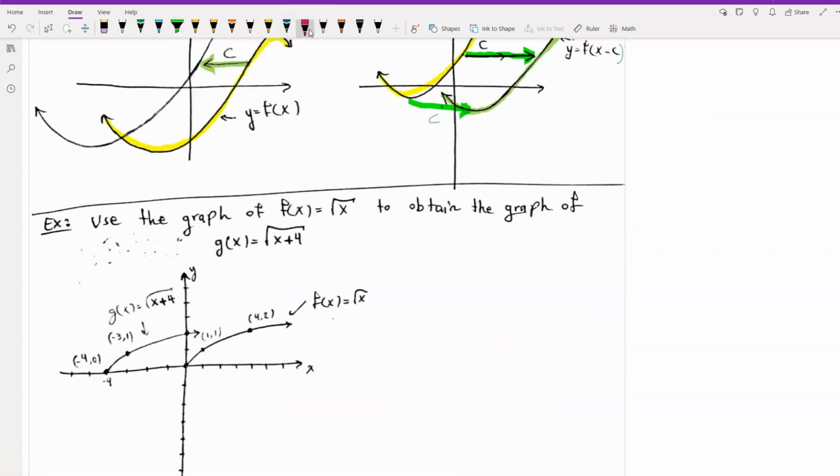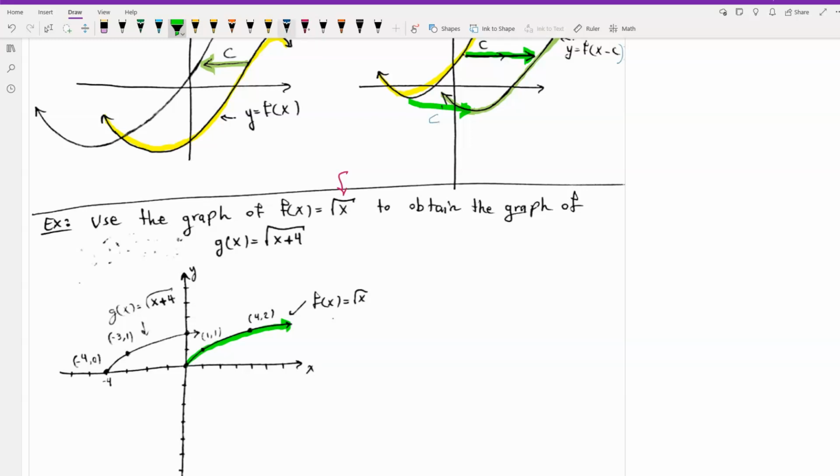Example: use the graph of f(x) = √x to obtain the graph of g(x) = √(x + 4). So first we have to graph √x. This is what we have for √x.